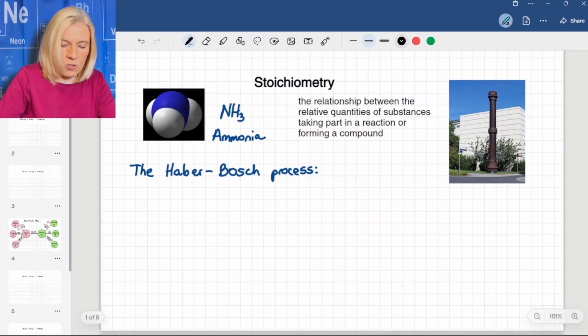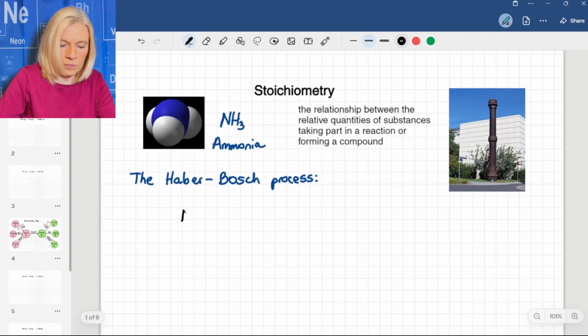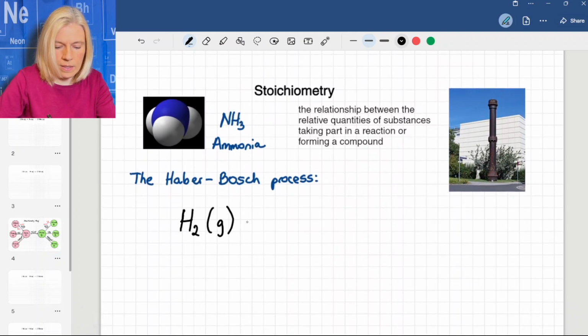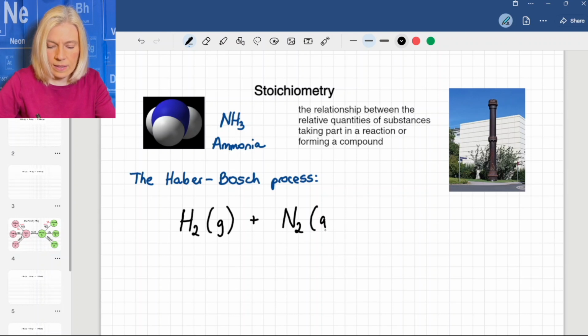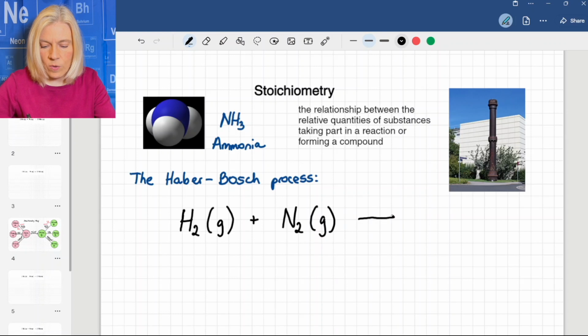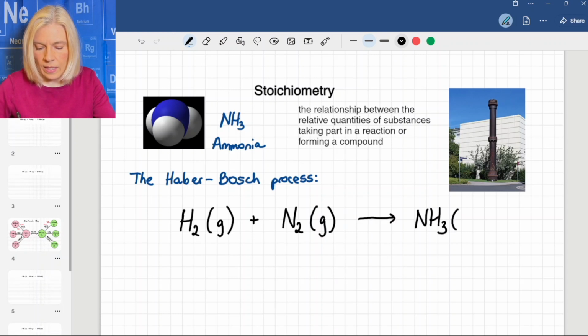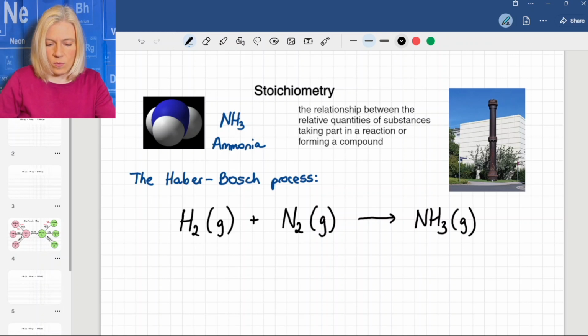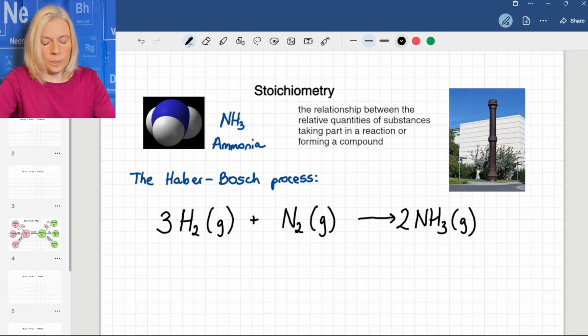So we have hydrogen. We have our hydrogen gas reacting with nitrogen gas to make ammonia. And we have to balance this reaction. So we will have two nitrogens, and then we have 3 over here to have 6 hydrogens.